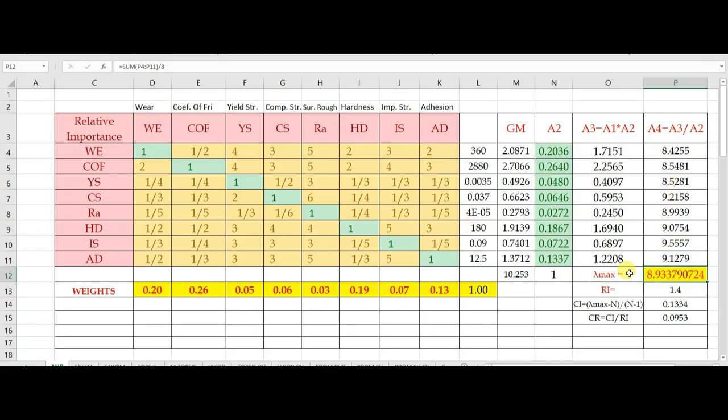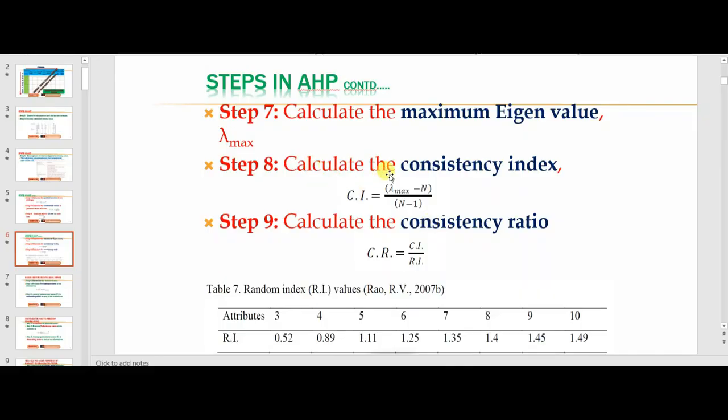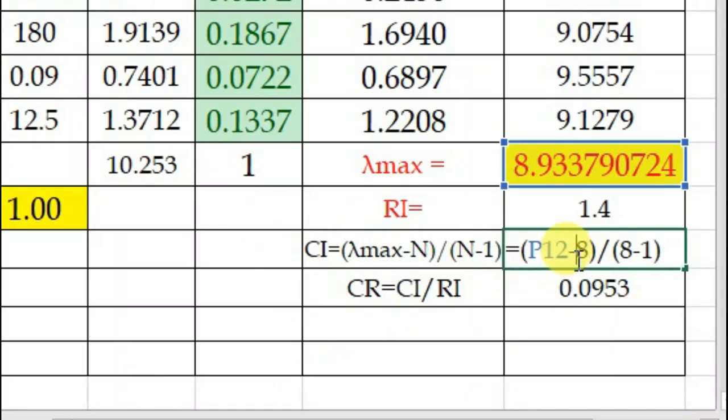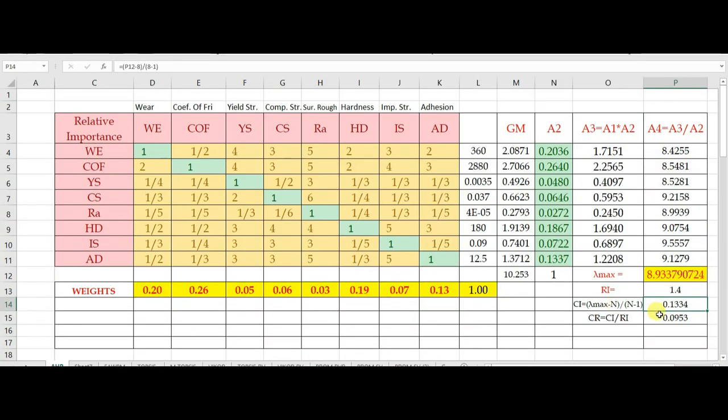Lambda max is obtained as average of all this. That's why the formula used is sum of all these values divided by 8, because there are 8 such values. So lambda max is the average of all these A4 values. Next step is to calculate consistency index. Now how it is calculated? Consistency index is lambda max minus n upon n minus 1. So this is the formula. This is lambda max, that is P12, minus n is 8, divided by 8 minus 1. So this is the way we get value of CI, consistency index.